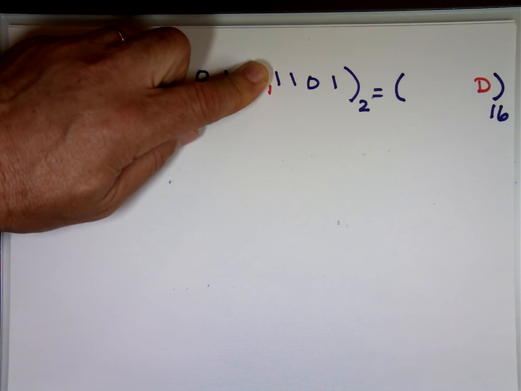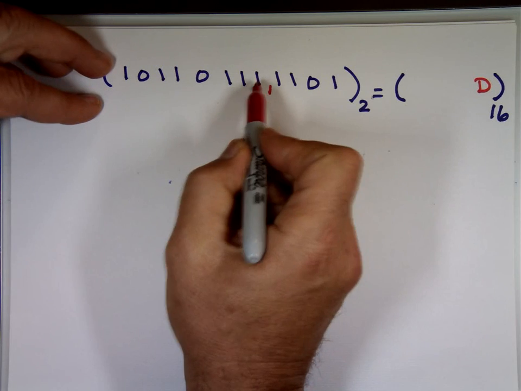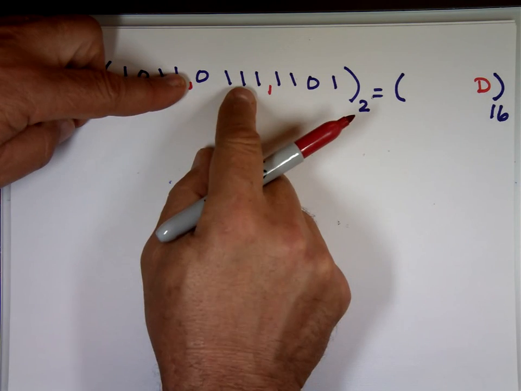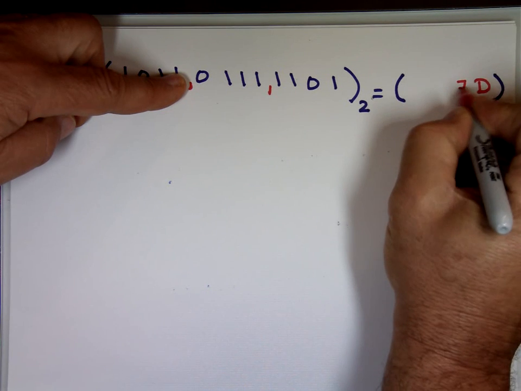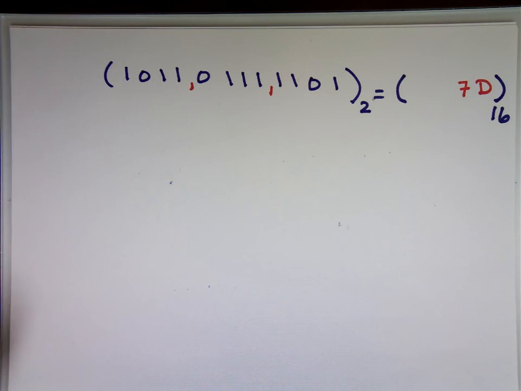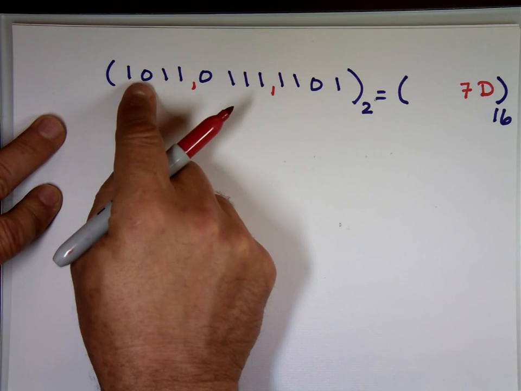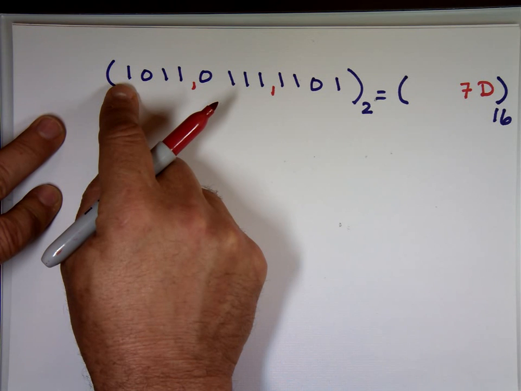The next group, 1, 1, 1, 0. 1, 2, and 4. 7. The next one, 1, 1, 0, 1. 1, 2, and 8. That's 11. What's 11? A. Try again. B. B.